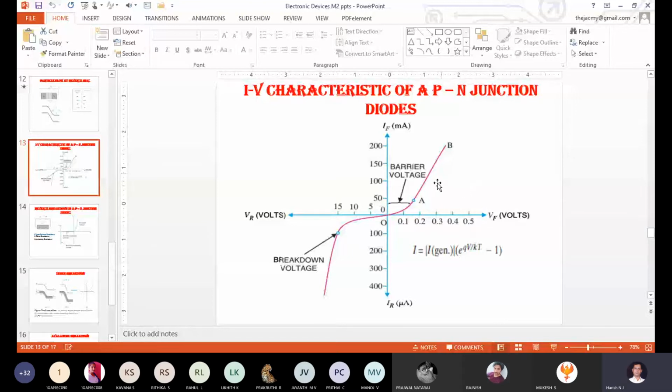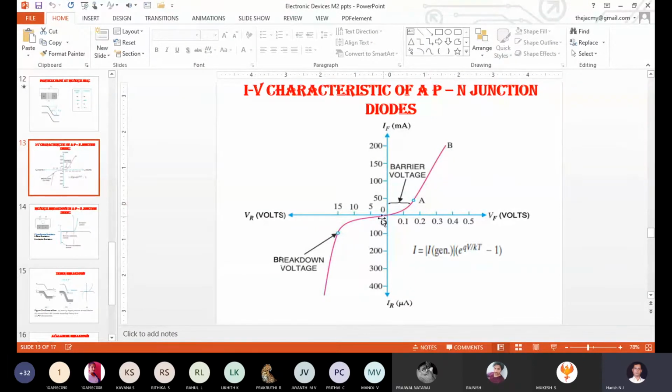So when you keep on increasing the power supply voltage, 1 volt, 2 volt, 3 volt, 4 volt, something like that, the forward current will keep on increasing, up to the maximum ampere of current allowable through the PN junction diode.